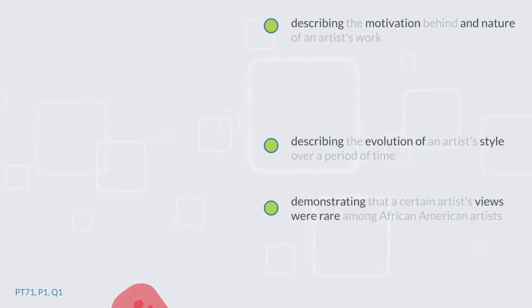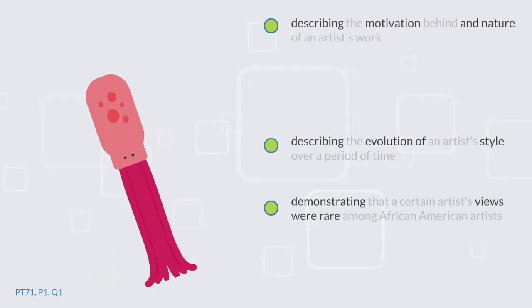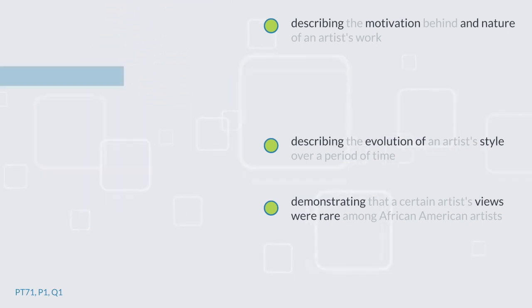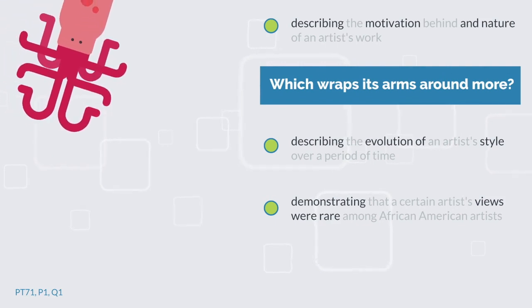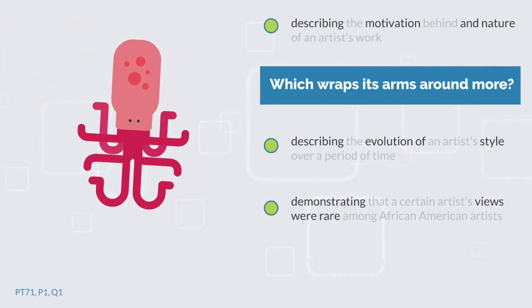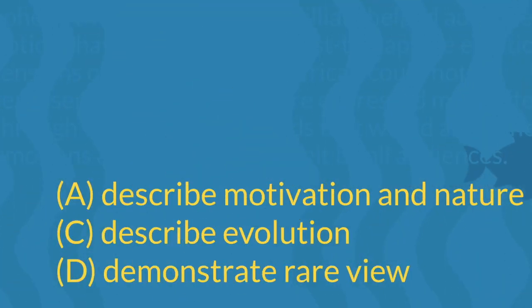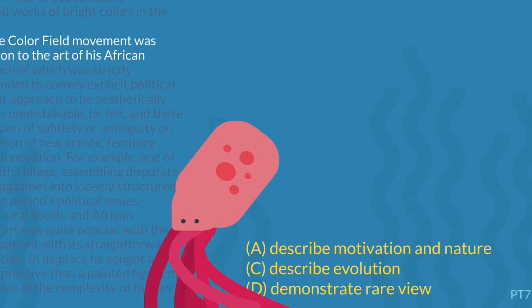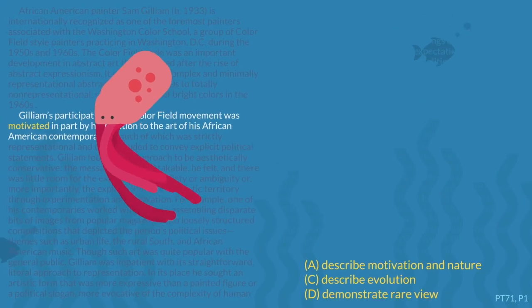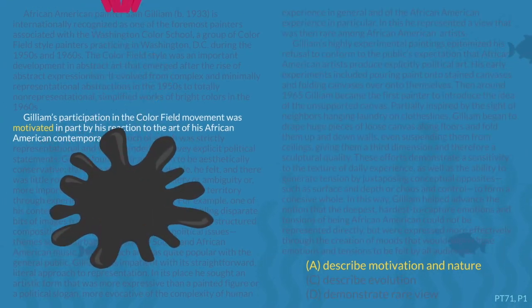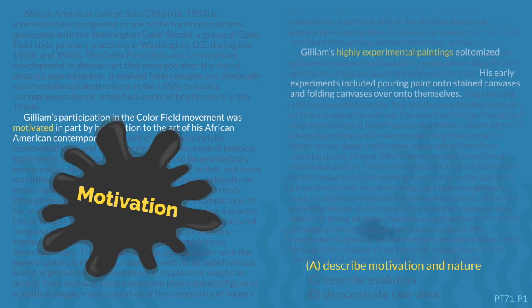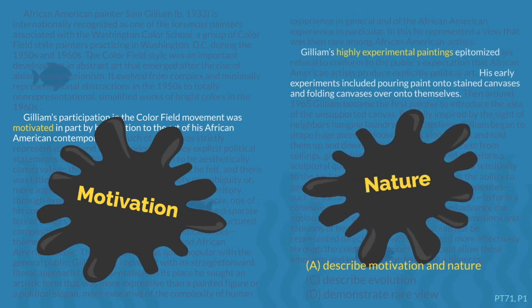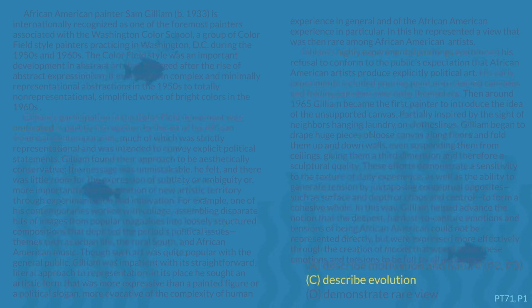On a second pass, if they all match, then what are we asking ourselves? How do we know one's better than the other? The question I normally ask myself at this point is, which of these answers wraps its arms around more of the passage, like touches more of the paragraphs? So A is talking about motivation and nature. I'm thinking, all right, well, motivation basically covers everything we talked about in paragraph 2. And then the nature of Gilliam's art, well, we described it all throughout paragraph 3. So I feel like A is wrapping its arms around paragraph 2 and paragraph 3.